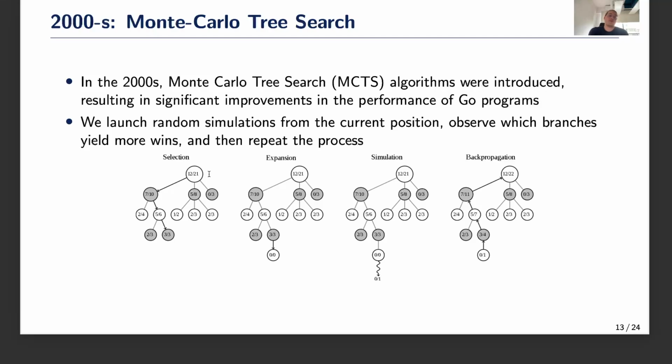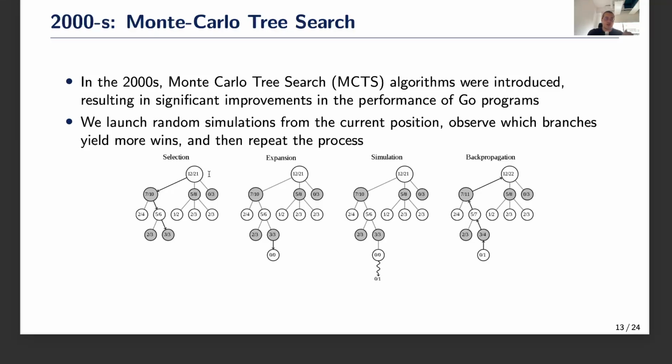This is the moment everything began to change for computer Go. In the early 2000s, a new algorithm called Monte Carlo tree search was introduced, and it led to massive improvement in Go playing programs. Let's unpack how it works. The idea is beautifully simple.